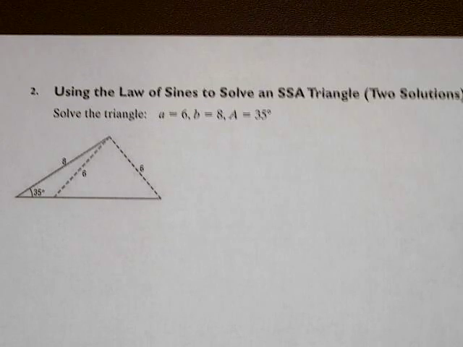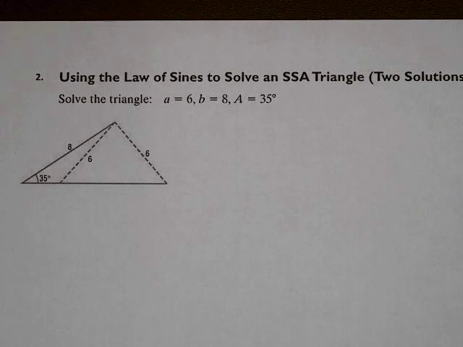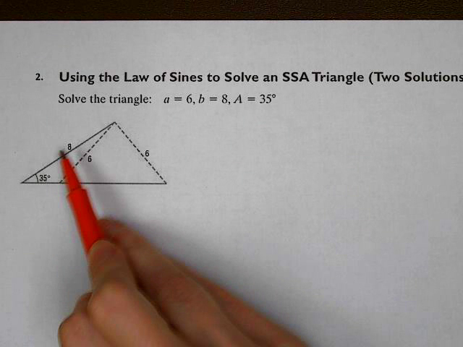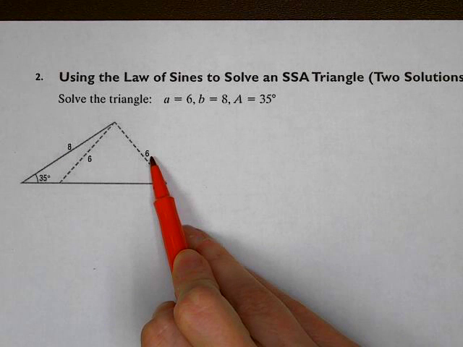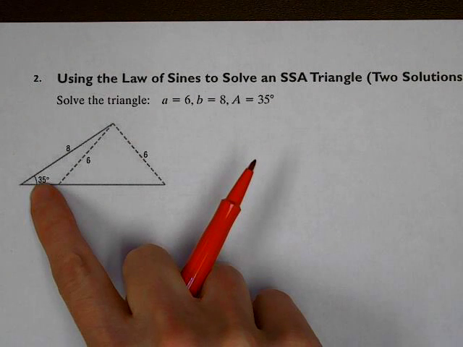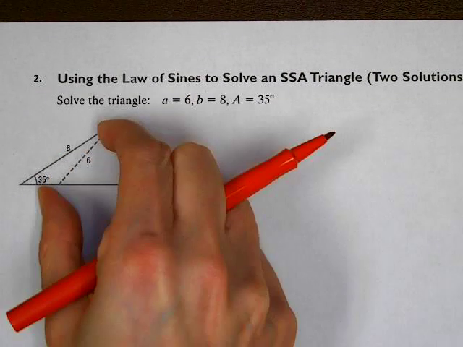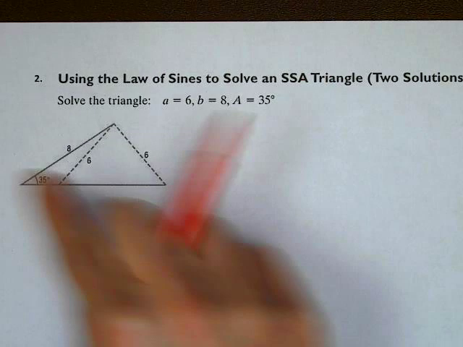So this one, oh, look how nice they are. They even drew the picture for you, but you won't always have that. So you have angle, side, side. But this one's kind of cheating because they're showing you that with an angle at 35 and a side 8 and a side 6, there's actually 2 different triangles.